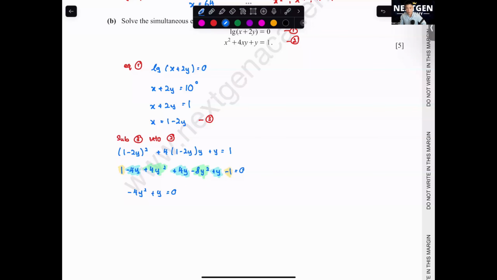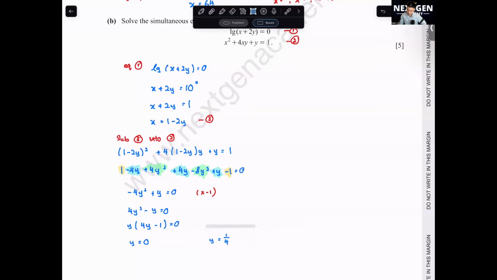Okay, I don't want it in this form. I want it in positive. So times negative 1. This will become 4y squared minus y equals to 0. Okay, factorize. y(4y minus 1) equals to 0. y is equal to 0, y is equal to 1 over 4. Okay, nice. We already got the answer.